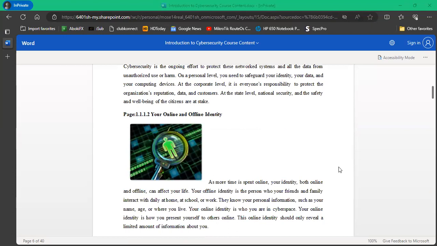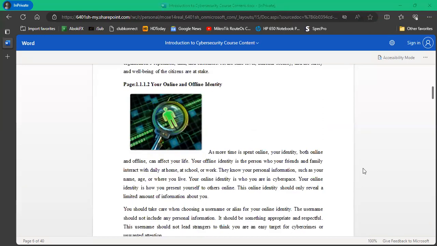Your online and offline identity. Identity, both online and offline, can affect our life. Your offline identity is the person who your friends and family interact with daily at home, at school, or work. They know your personal information, such as your name, age, or where you live.